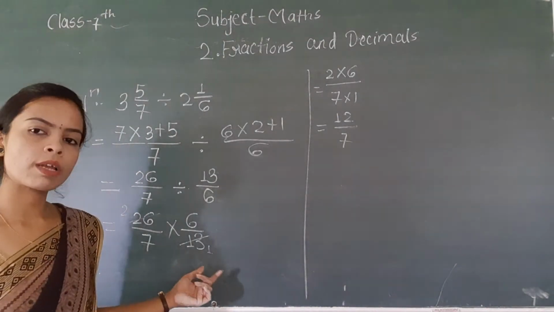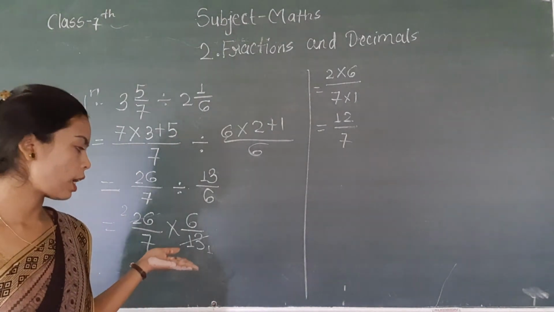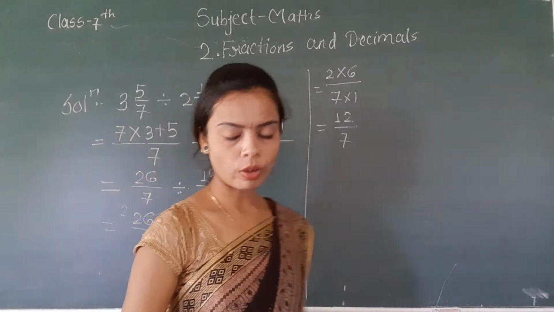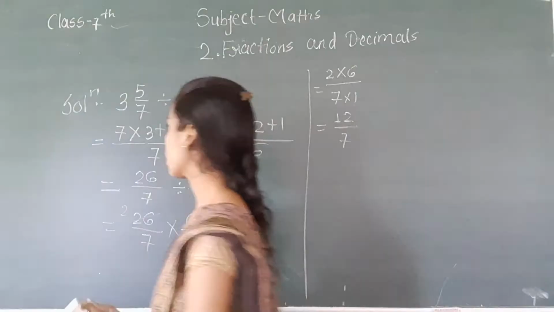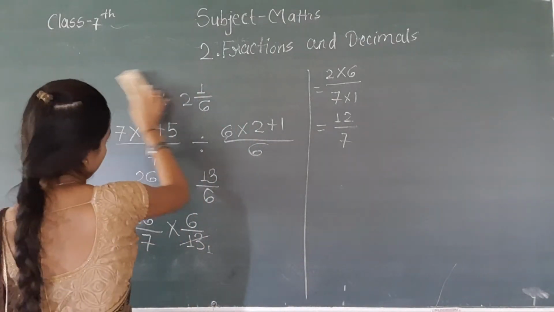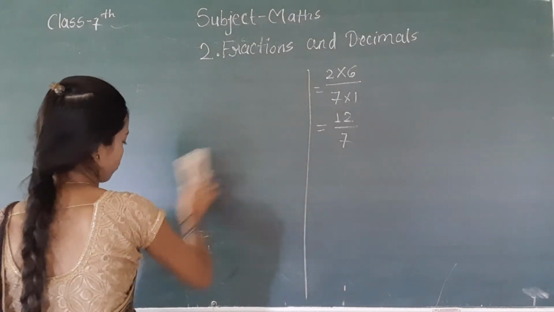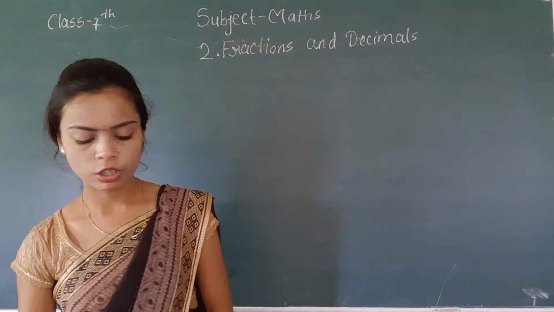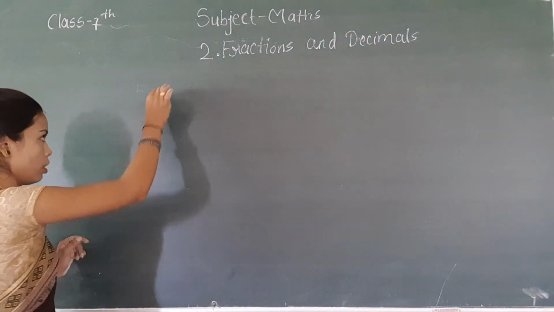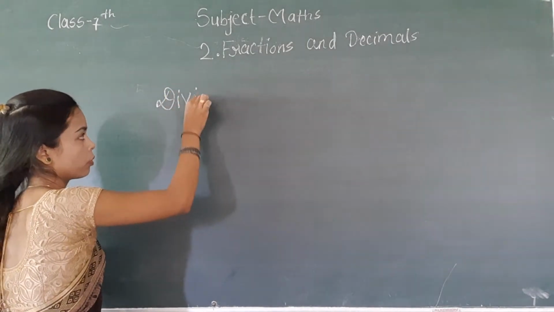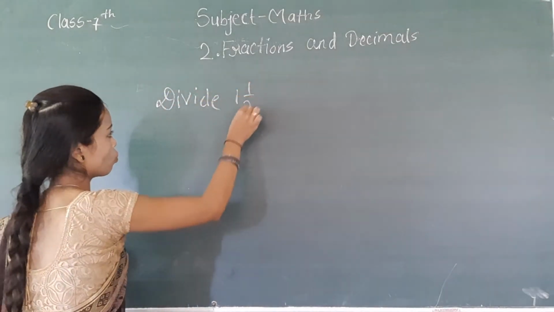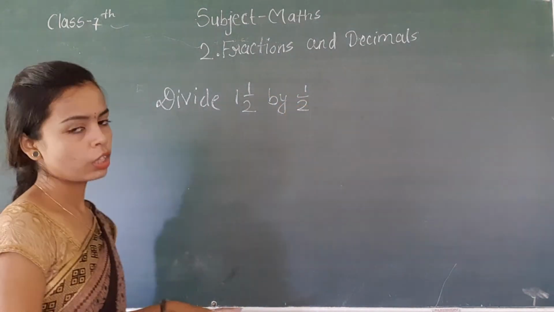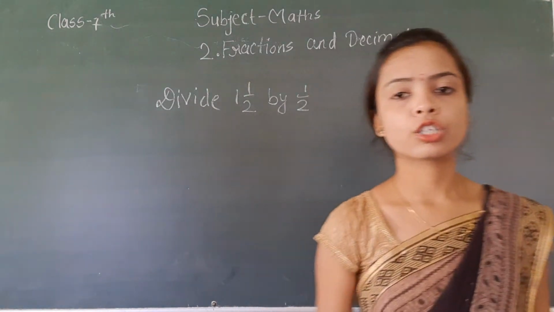So the cancellation method will be useful here because there is multiplication of bigger numbers. Okay. So in this way you have to divide. Suppose in your question it is given that divide 1 by 2 by 1 by 2. This is your question. Now how will you write it in a symbolical form?